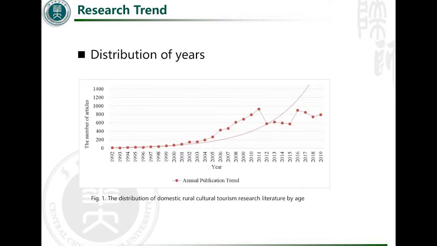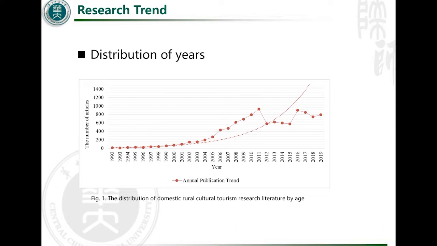The research content is an important part of this paper. First, the distribution by year, which we can see in picture 1. In the last 20 years, from 1992 to 2011, the relevant research literature has shown a steady upward trend. After that, from 2011 to 2020, it showed a downward trend.